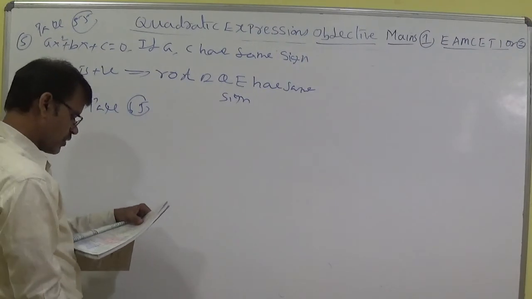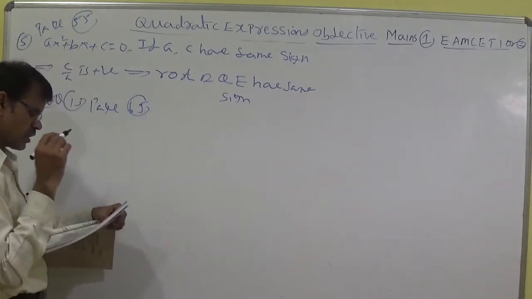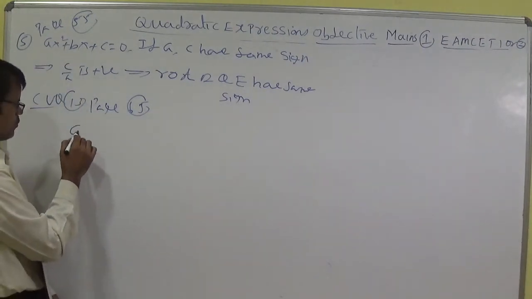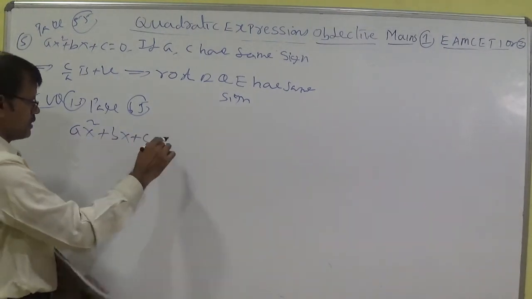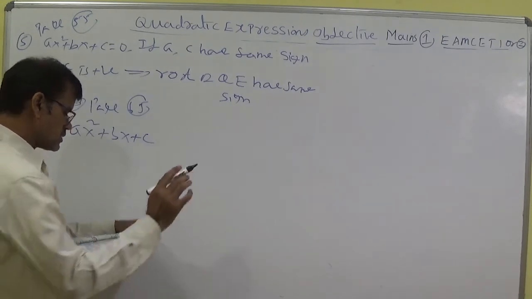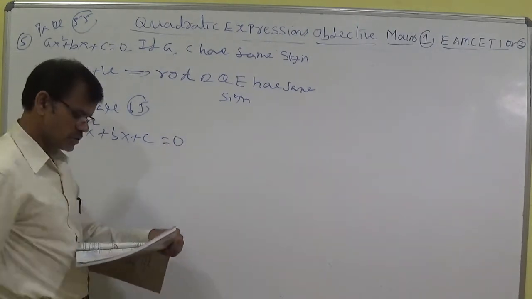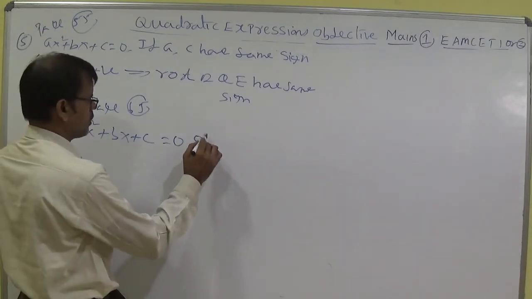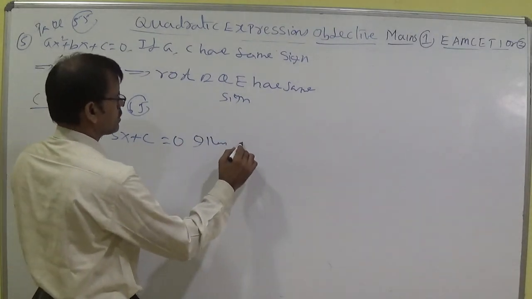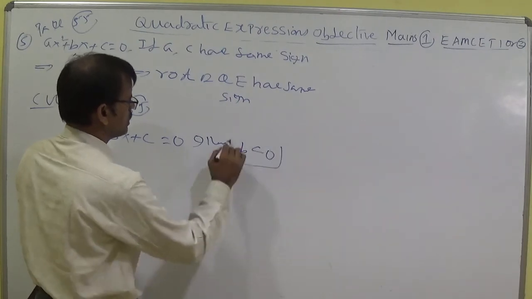CUQ page 65, you see the question: both roots are negative, given. ax square plus bx plus c, the quadratic equation, is equal to 0, given. Both roots are negative, and the condition given, I am writing: both roots are negative and b less than 0.